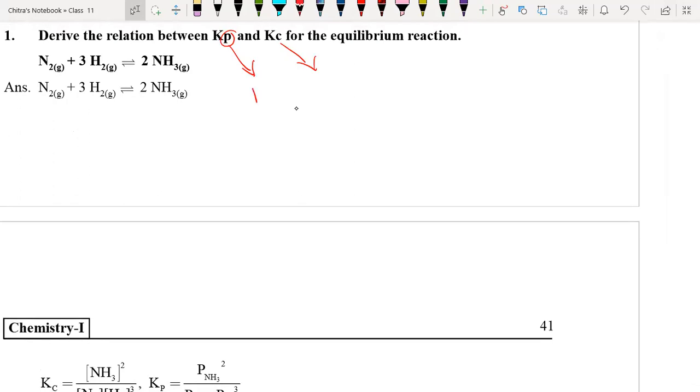So P is for pressure. Which pressure? The partial pressure. And C represents the concentration of the reactant and product.